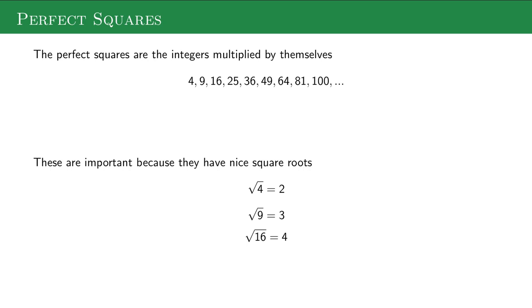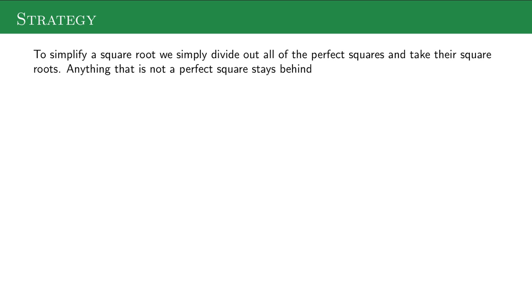These are really important numbers because they have nice square roots. If I take the square root of 4, I just get 2. If I take the square root of 9, I just get 3. If I pick any number in the middle here, like 17, it's not going to have a nice square root. So to simplify a square root, we simply figure out those perfect squares and pull them out of the square root. Everything else is just going to stay.